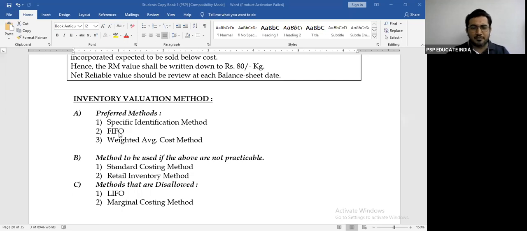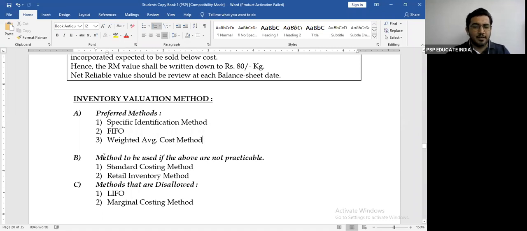Second, the preferred method is FIFO method. So FIFO method is what you can use as per AS-2. Then you have the weighted average cost method. So three methods are preferred. First is specific identification method. Second is first in first out method. And the third one is weighted average method. You can follow any one of these three.